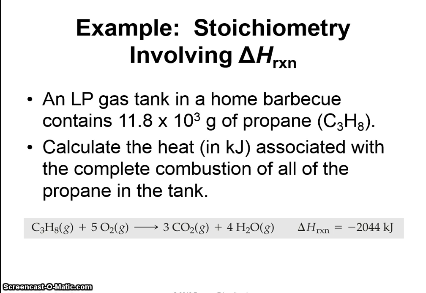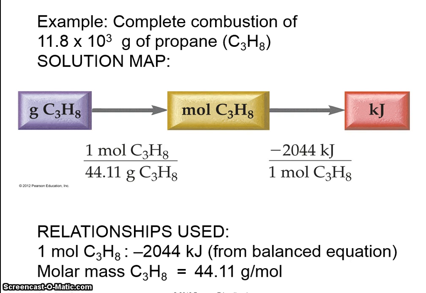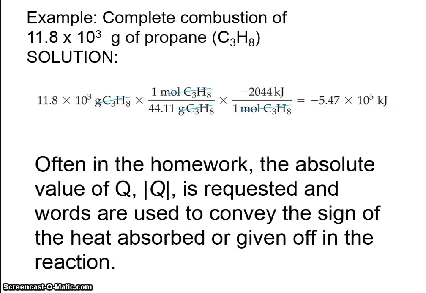Look at the chemical reaction again. Let's set up the equation. Here we have the solution mapped for this with the molecular weight correspondences and ratios and the heat for 1 mole of carbon dioxide. All of this from the balanced chemical equation. If we have 11.8 times 10 to the third grams, canceling out grams of propane and moles of propane by setting up the relationships, we will see that 5.47 times 10 to the fifth kilojoules of energy in the form of heat are given off in a barbecue. That's a lot of heat.